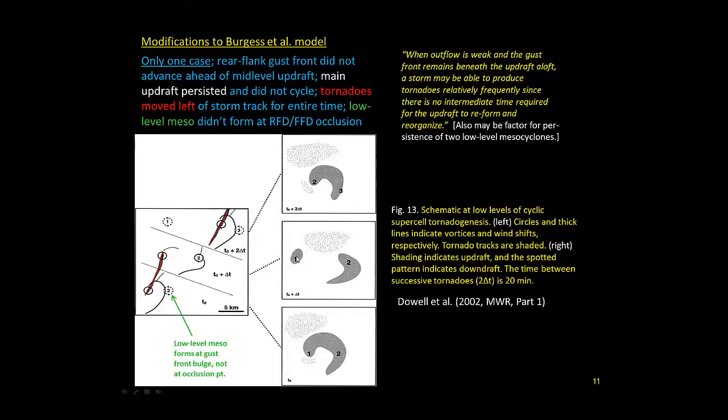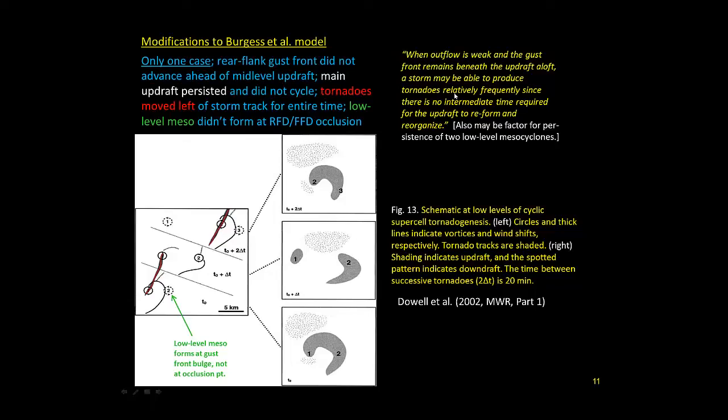A little bit later on, as the first meso is occluding in the low levels, the second one is strengthening and becomes tornadic. That's what these red lines represent here. And so that process can repeat itself fairly quickly. Dowell and others went on to note that if the outflow is weak such that the gust front can remain beneath that updraft aloft, the storm may be able to cycle fairly frequently because there isn't this time required for the updraft to reform. But again, this is based on one case.